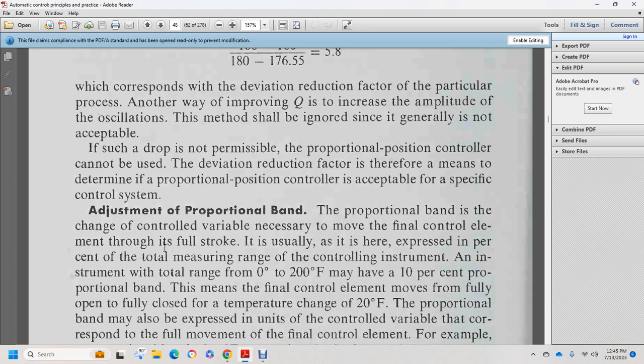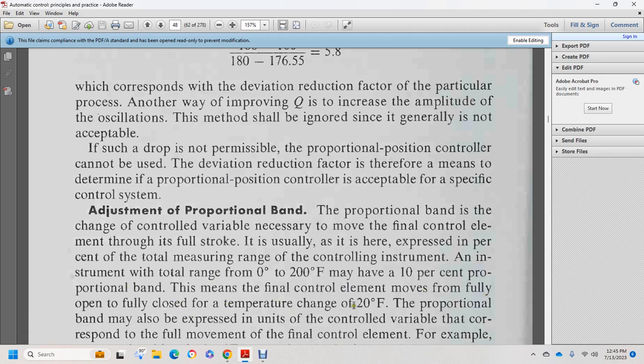The full stroke is usually expressed as a percentage of the total measuring range of the control instrument. An instrument with a total range of 0 to 200 degrees Fahrenheit may have a 10% proportional bandwidth. This means the final control element moves from fully open to fully closed with a temperature change of 20 degrees Fahrenheit.